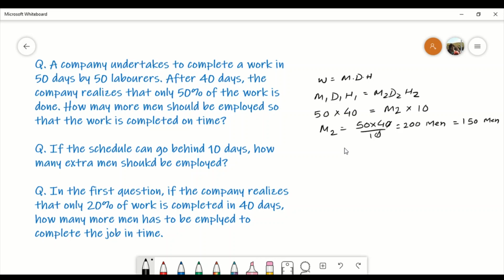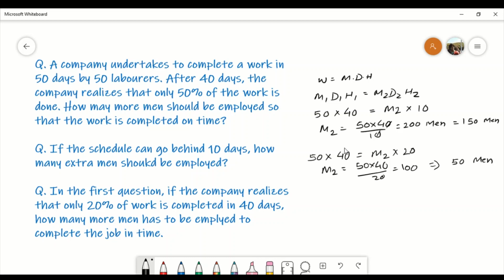So again our W is going to be the same, right? Because 50% of work is already done. So we have M1 into D1, which is 40, is equal to M2 into D2, and this time D2 is 20 because we have 60 days in hand. So that gives M2 as 50 into 40 by 20, which is 100. So 50 more men have to be employed, right?